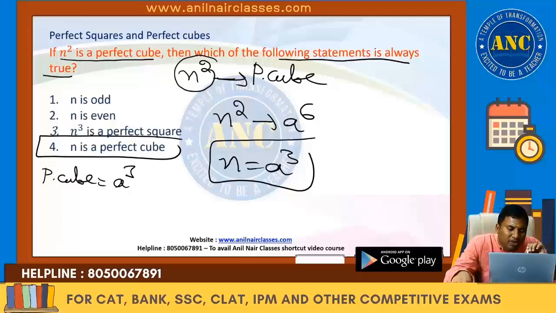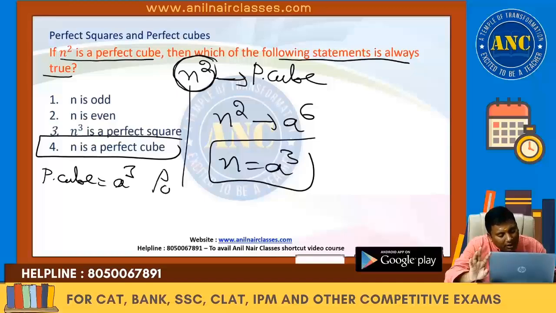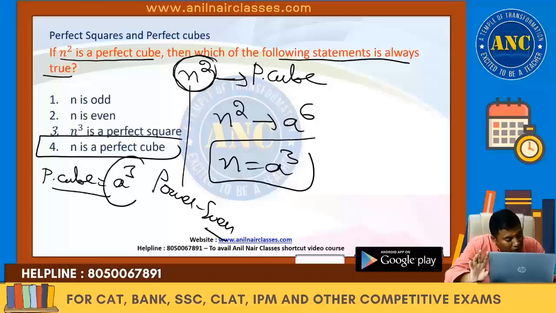Again I am repeating, n square is a perfect cube. N square is a perfect square. Perfect square means the power should be an even number. But for a perfect cube the lowest form is a power 3. The left hand side is saying that the power should be an even number. What is the next multiple of 3 which is an even number? A power 6. So n will become a cube. Answer is the fourth option.